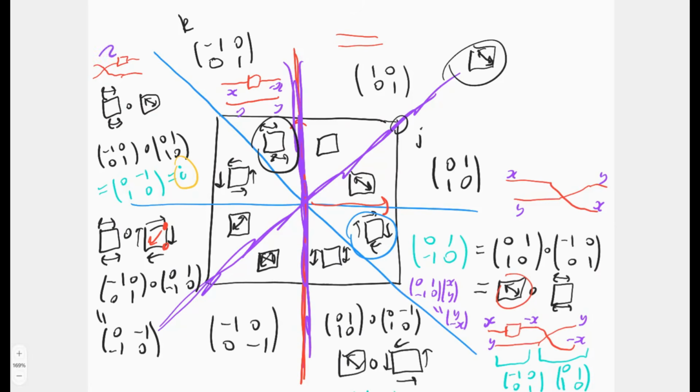And so let's test how that works. If we supply it with an input, x and y, then we get minus y, x. Does that agree with how this matrix works? Minus y, x. Yeah. Okay, we can carry on computing.